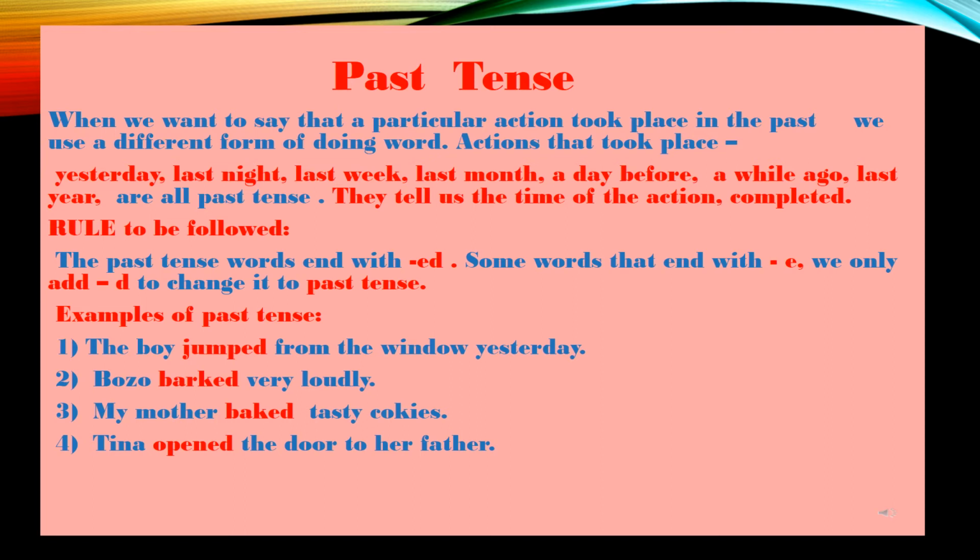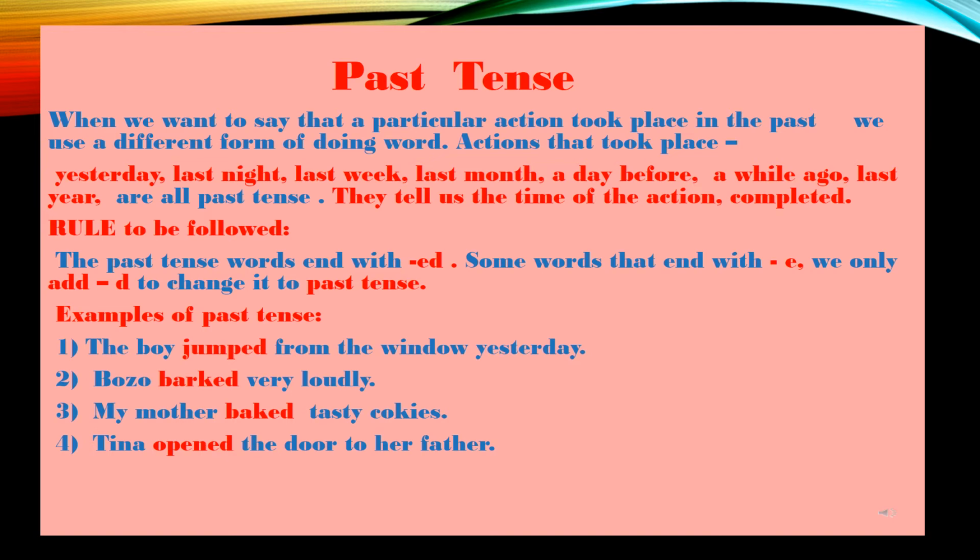My mother baked tasty cookies. What did my mother do? She baked. Now, here, children, in the above mentioned spellings, jumped and barked: jump, J-U-M-P plus E-D, jumped; bark, B-A-R-K plus E-D, barked. But the spelling of bake is B-A-K-E. So we have added only D to it to make it past tense.